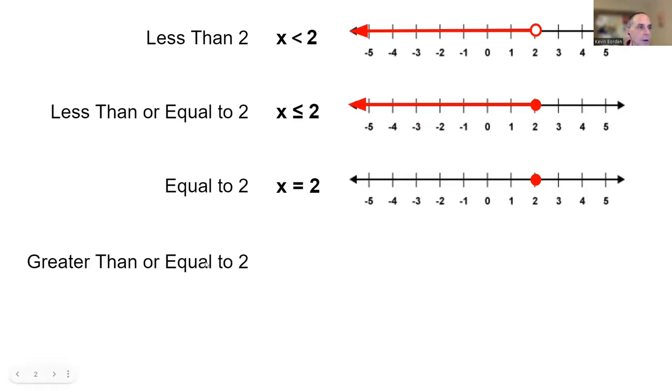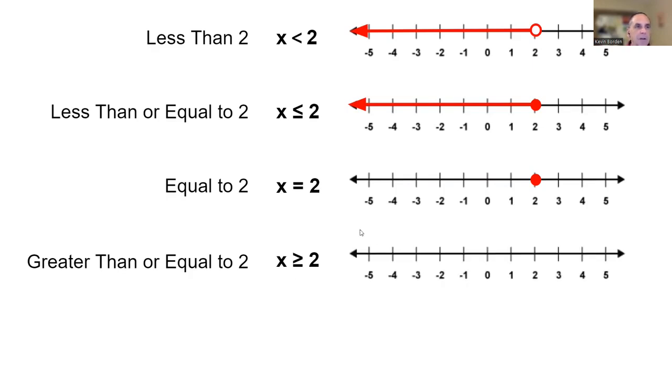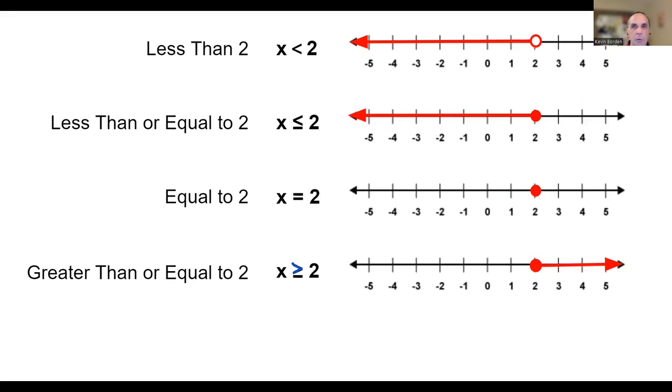Next one, greater than or equal to 2. That's what that looks like as a math statement. X, this is the greater than or equal symbol, and the number 2. Notice we have an underline. There's our number line. We filled in the circle at the number 2 because 2 is included. And our arrow now goes to the right. Notice that that is consistent with the direction of this symbol. That's also pointing to the right.